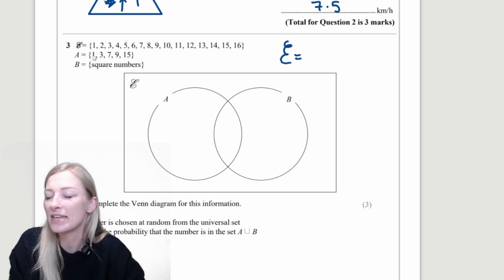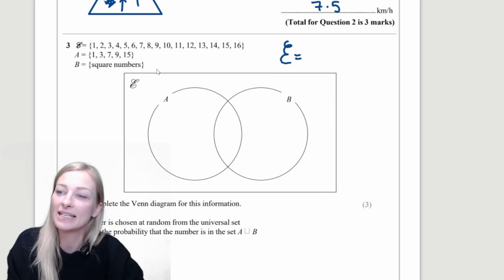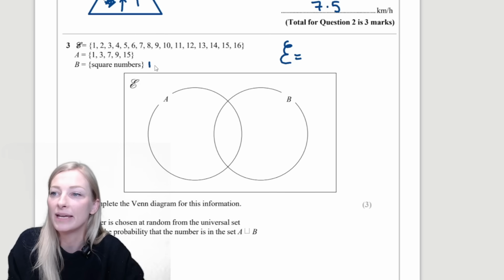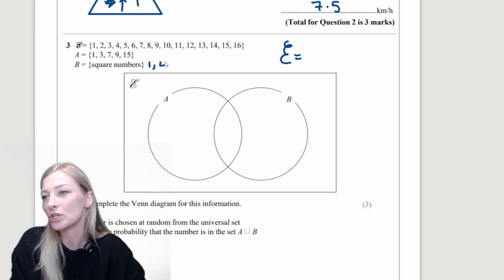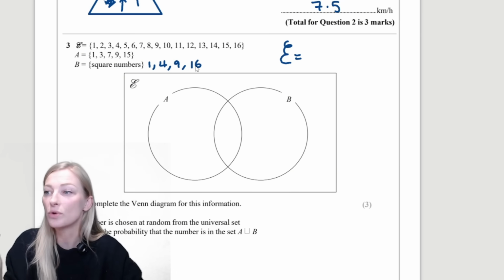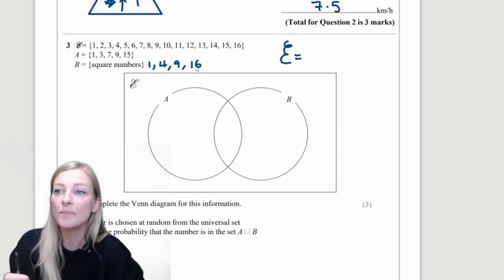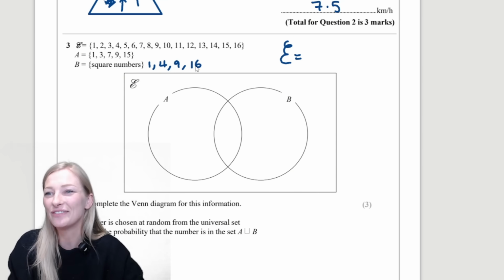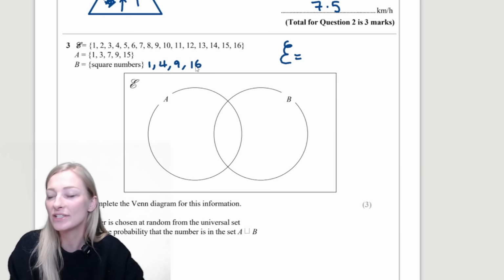So let's start by thinking about what numbers are in A. We've got them listed there. And also what numbers are in B. So square numbers, 1 times 1 is 1, 2 times 2 is 4, 3 times 3 is 9, and 4 times 4 is 16. So those 4 numbers need to be within the B circle, and 1, 3, 7, 9, 15 need to be within our A circle.